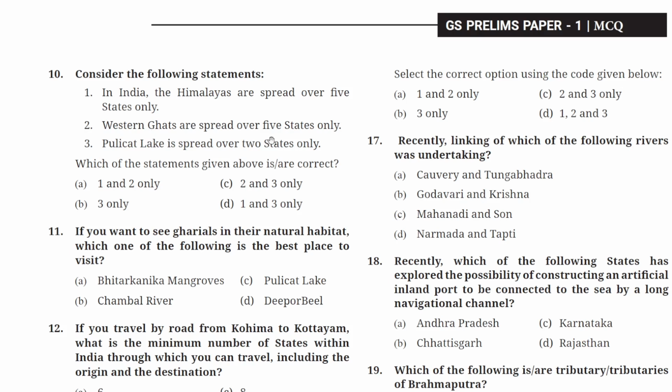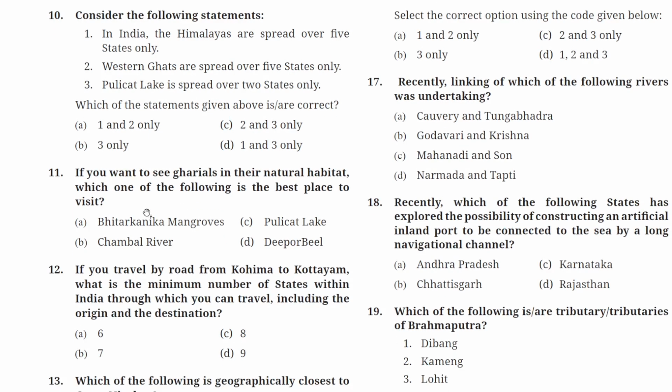Western Ghats are spread over five states only. No, Western Ghats are spread over six states: Gujarat, Maharashtra, Goa, Karnataka, Kerala, and Tamil Nadu. Six states totally. And Pulicat Lake is spread over two states only. Pulicat Lake is located on the border of Andhra and Tamil Nadu. That is true. So the answer is B, 3 only.